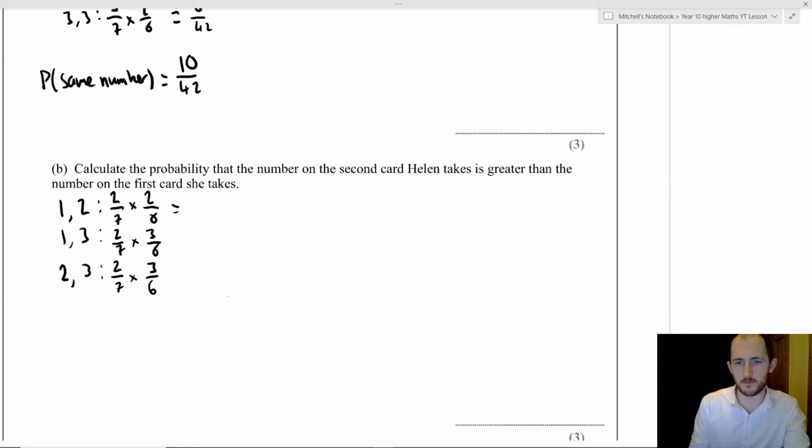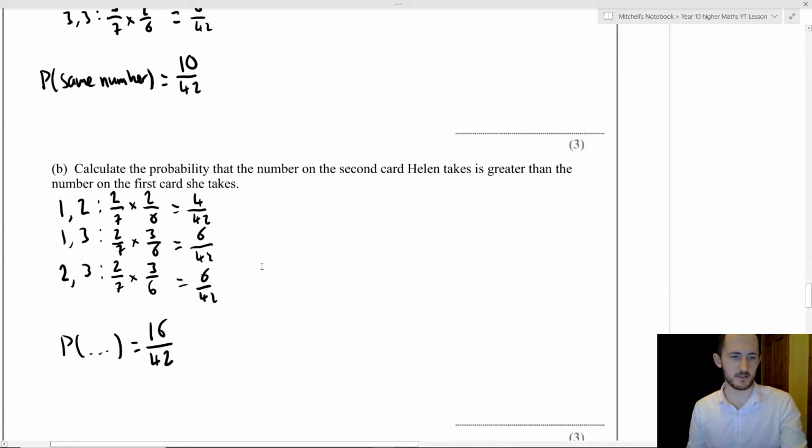So that will become 4 over 42. I'll try and make sure I can add basic numbers now. So 6 over 42. And this will also be 6 over 42. And then probability, I'm not going to write the whole thing out. It's going to be 4 over 42 plus 6 over 42, that's 10. So it'll be 16 over 42. This time I didn't make a mistake. That should be it.